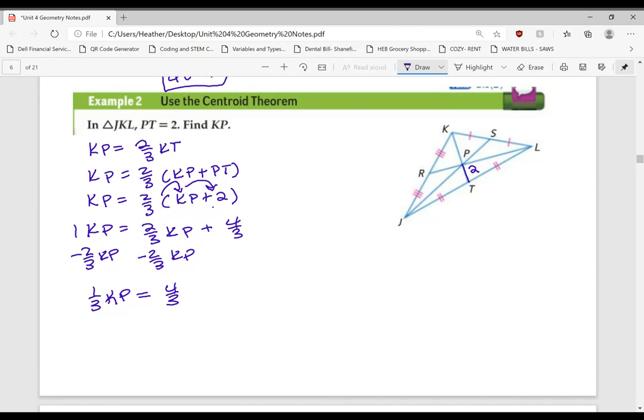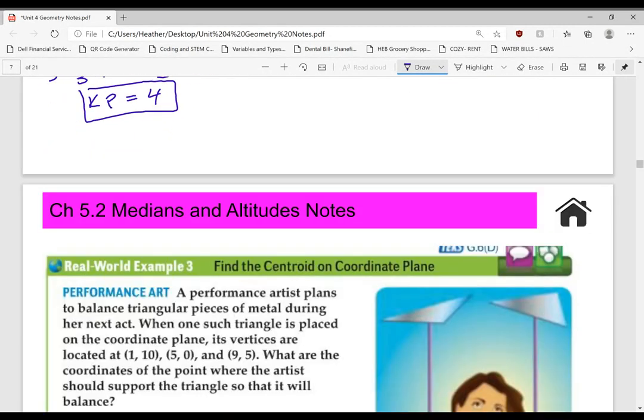In order to get rid of a fraction, we can either divide by that fraction or multiply by its reciprocal. The reciprocal of 1/3 is 3, so I'm going to multiply both sides by 3. So I get KP is equal to 4. That's my answer. Okay, now let's move on to the next example.